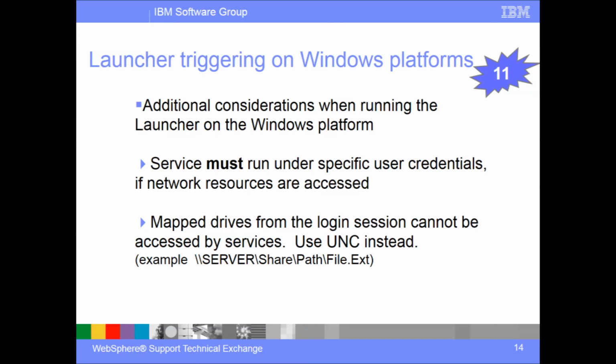There are some additional considerations when running the TX launcher on the Windows platform. The service must be run under specific user credentials if network resources are to be accessed. Service properties can be found in the Services console, accessed from the Administrative Tools applet as part of the control panel.